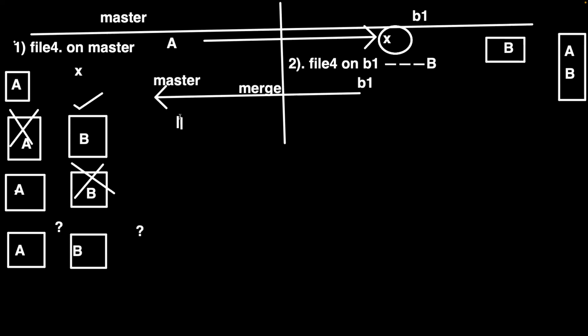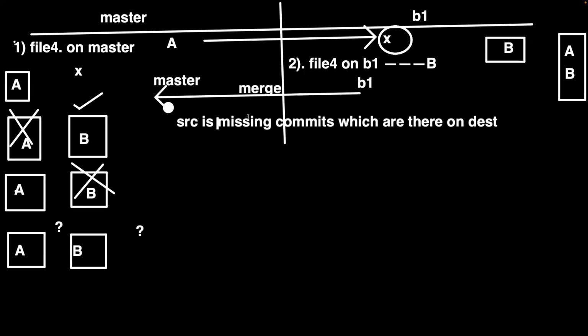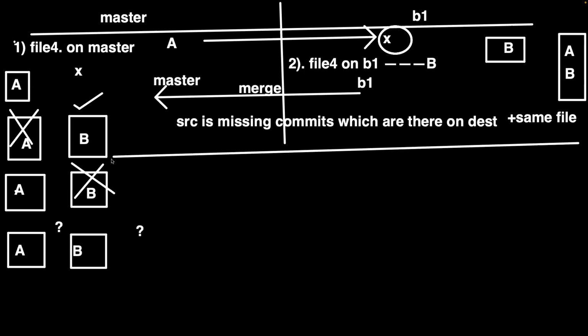So I'm writing the reason for the conflict so that you can recollect and analyze. One reason is the same file. The other reason is that the source is missing commits which are on the destination. Then you get a conflict, plus the same file. If it is only the same file, you will not get a conflict. I'll talk about that also. Is this clear for everyone? This is scenario 1, where you get a conflict. How to fix it, I'll tell you, but did you understand the reason?